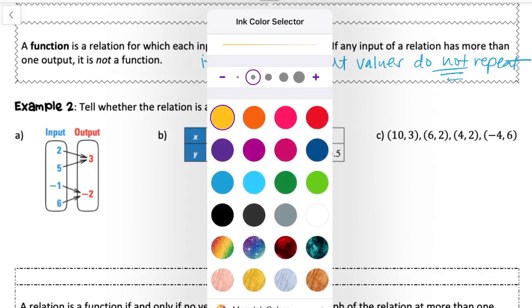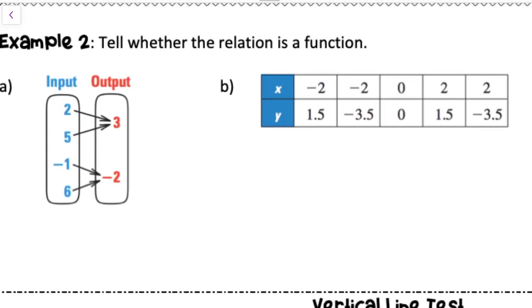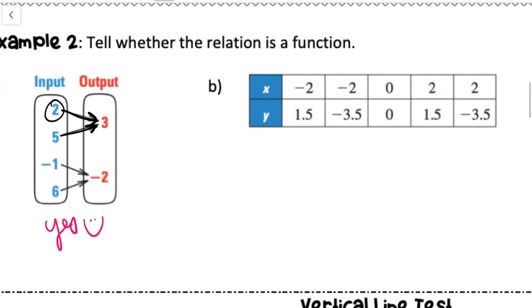Well, none of those repeat outputs. So if you have an input of 2, you only have one possible output, 3. Your input of 5 also has only one output available. -1, you know what the output is. 6, you know what the output is. Now, our output values repeat. That's fine. We don't care. We only care that our input values are not the ones that are repeating. So since our input values do not repeat, yes, it is a function.